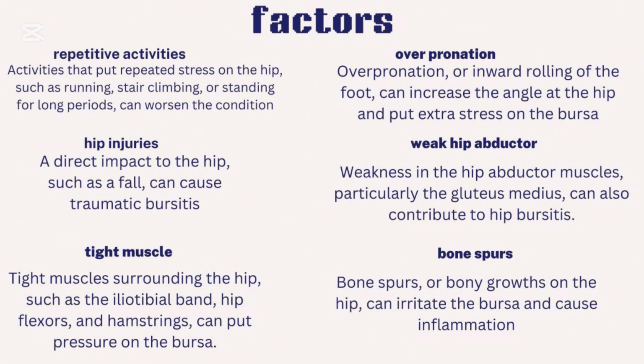Next is tight muscles. Tight muscles surrounding the hip, such as the iliotibial band, hip flexor, and hamstring, can put pressure on the bursa. Besides that is overpronation. Overpronation, or inward rolling of the foot, can increase the angle at the hip and put extra stress on the bursa.